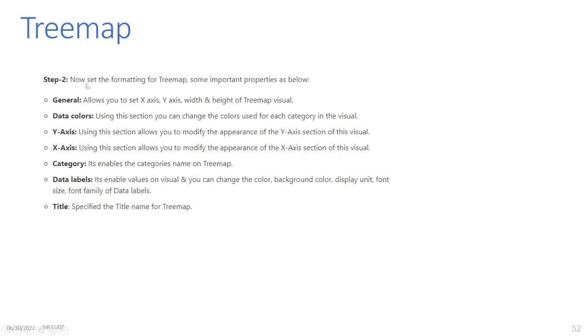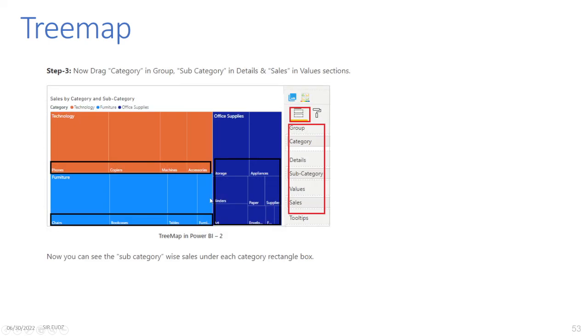In step 2, now set the formatting for the Treemap. Some important properties are general, data colors, y-axis, x-axis category, data labels, and title. So these are the important properties.